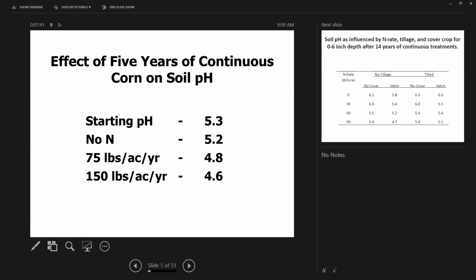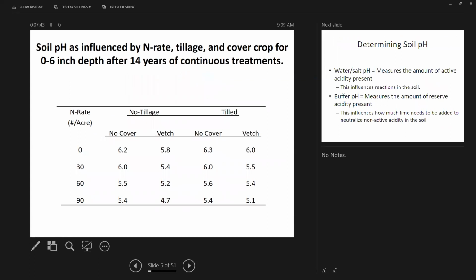That's why we lime. Here's some data back in the mid-90s when I was working on my master's. I was going to UT Knoxville, but this work was in Jackson, Tennessee. So we had several things going on. We had a no-till system and then a tilled system. We had no cover and vetch within each of those systems as a cover crop. And then we had 4 nitrogen rates, 0, 30, 60, and 90.